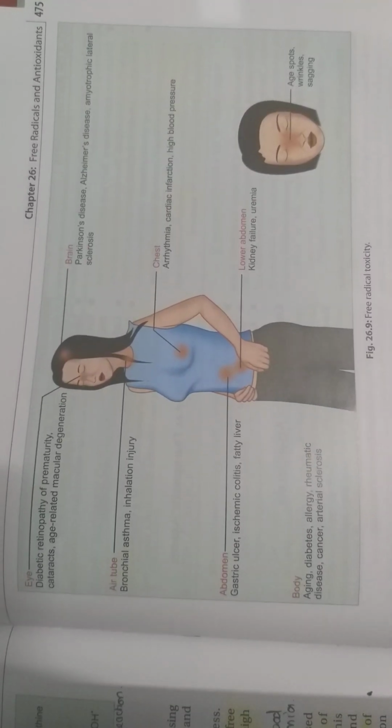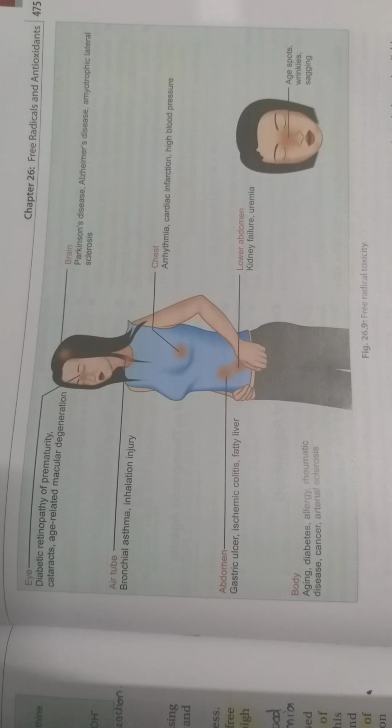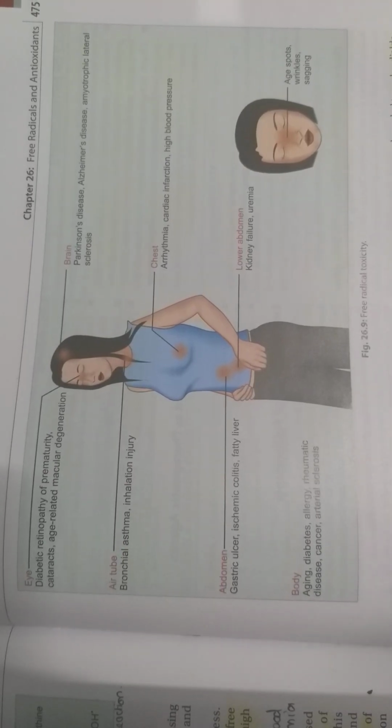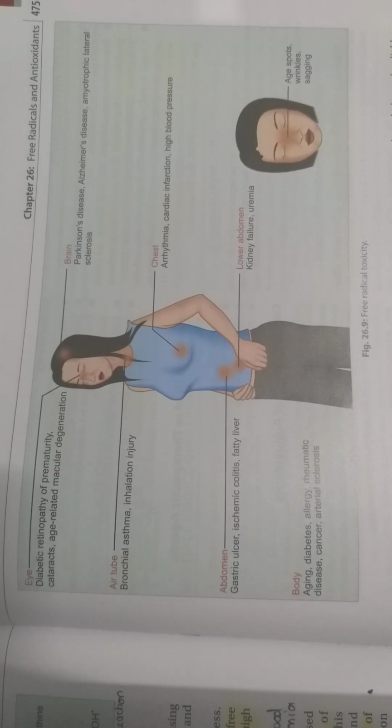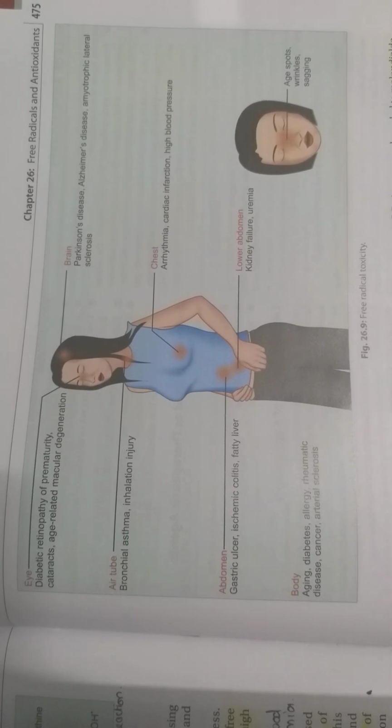This is a diagrammatic representation of free radical toxicity, or what free radicals do when they are present in increased quantities in the body. They can cause diabetic retinopathy of maturity, cataracts, bronchial asthma, arrhythmia, kidney failure, age spots, wrinkles, aging, diabetes, allergy, rheumatic disease, cancer, and so on.